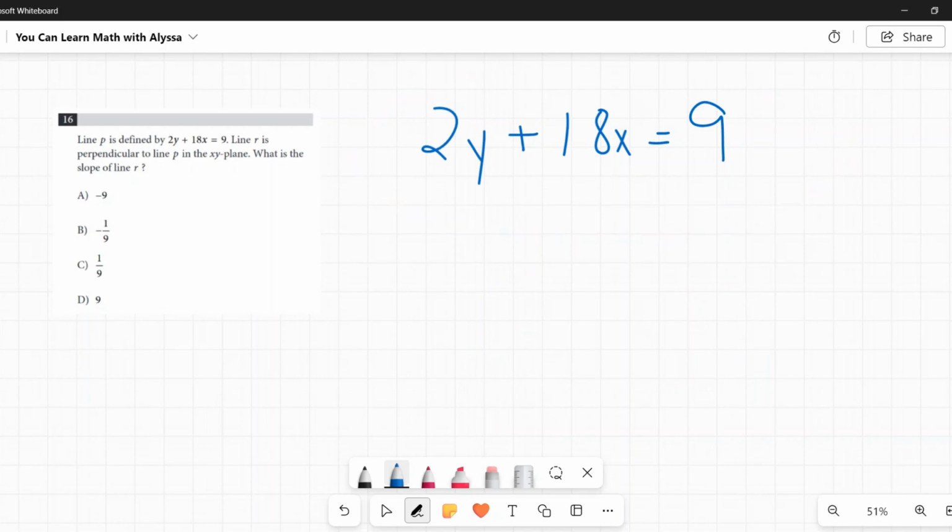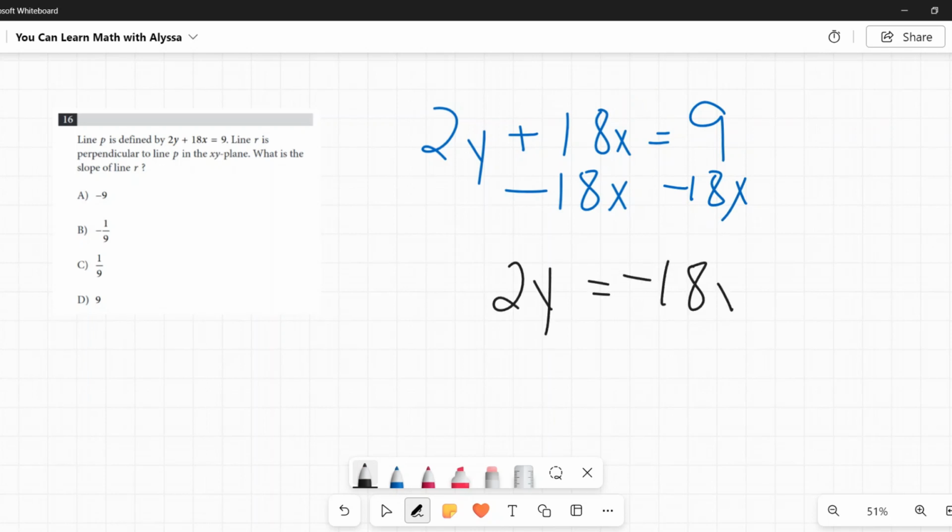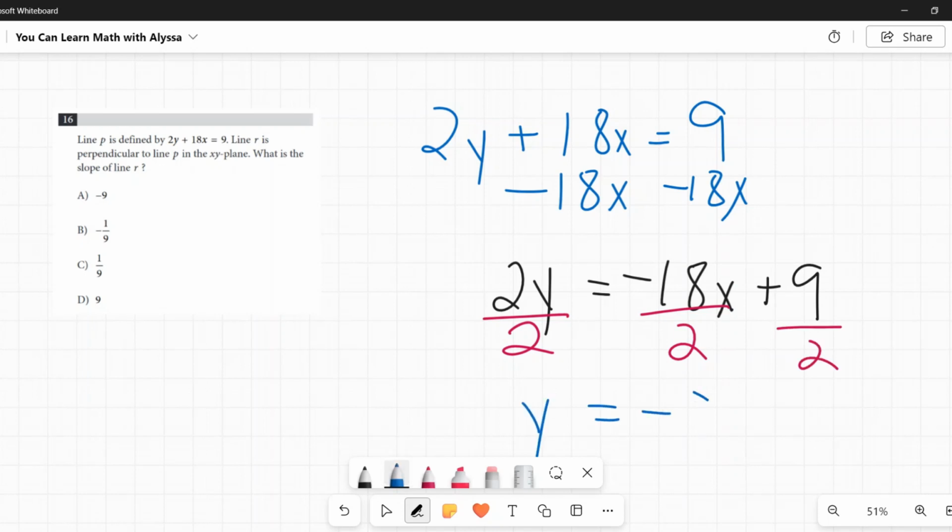I'm going to use y equals mx plus b format, so y needs to be by itself, because once I do that, the m that's beside my x will be my slope. I'm going to move the x over first by subtracting 18x from both sides. Then I have 2y on the left and negative 18x plus 9 on the right. 2 times y, I want to undo that multiplying by 2 by dividing everything by 2. Then on the left, I have y equals, and on the right, I have negative 9x plus 9/2.